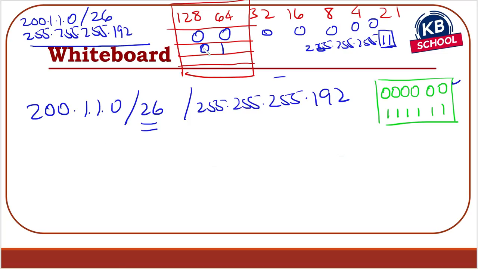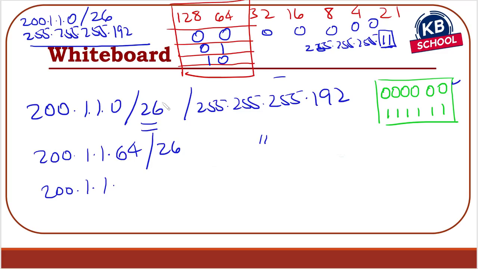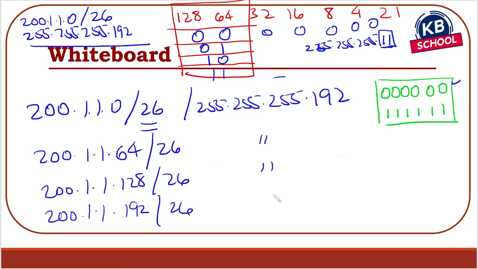My second network is 200.1.1.01, which is 64. That becomes my new network address. Again /26, same mask because it's the same number of bits that I have. The third network will be 10, which is 200.1.1.128/26, again the same mask. And the last one is 11, which is 200.1.1.192/26. That's my fourth network.